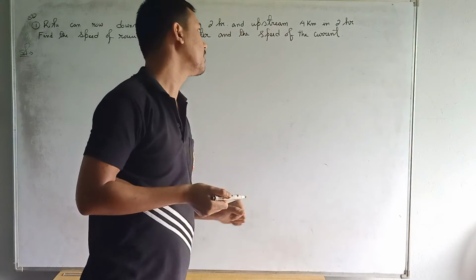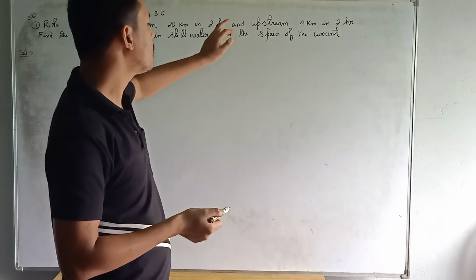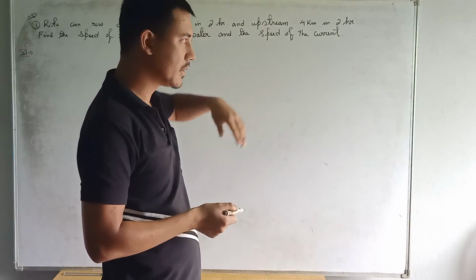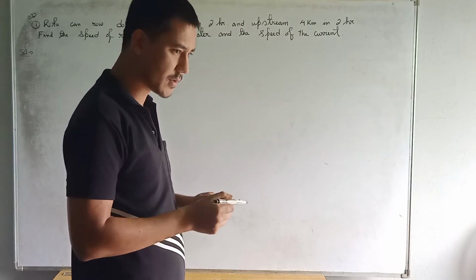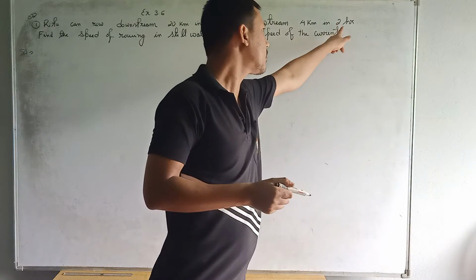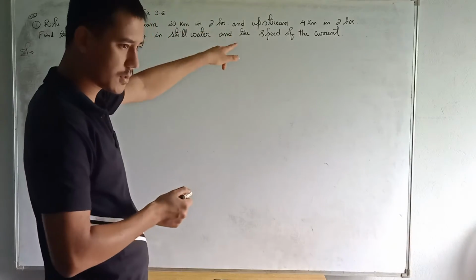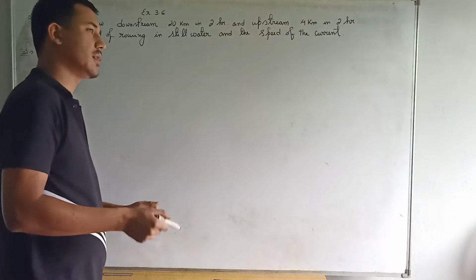And upstream means when Ritu rows her boat up the stream, up the river, then definitely her speed will be reduced. Then in 2 hours, she can cover only 4 km. Time is the same, 2 hours, but the distance is different.